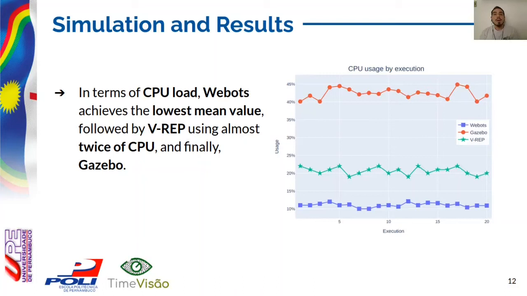The NAO behavior was executed by each simulator separately to measure each evaluation component. Each component presents the same impact in the overall comparison. Also, with this, we mean that all the components are equally weighted. So, in terms of CPU load, as we can see in the figure, Webots achieved the lowest mean value with 11% of use, followed by V-REP, which uses almost twice the CPU with 20%, and finally Gazebo with 42% mean CPU use, as we can see in the figure at the right.